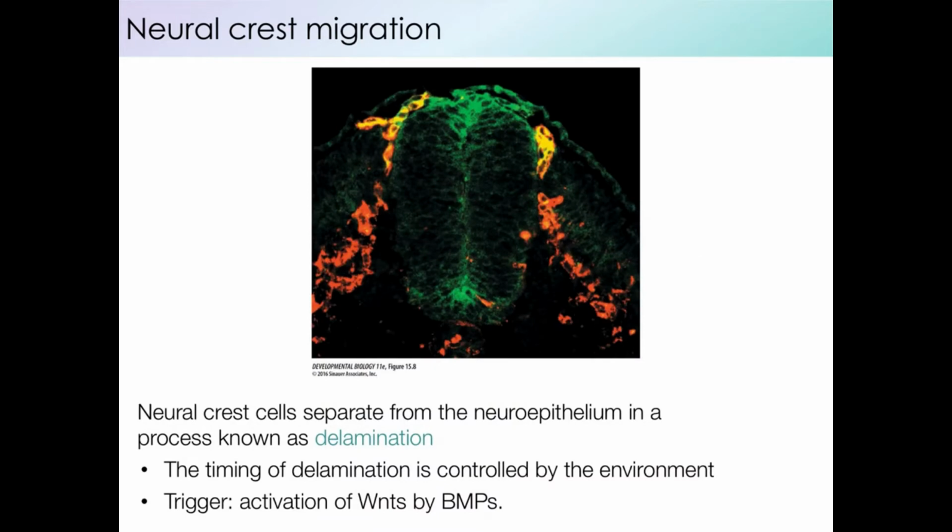Neural crest cells first become apparent when they undergo an epithelial to mesenchymal transition, and in the context of the neural crest, this EMT is known as delamination. Recall that when we talked about gastrulation, we said that delamination referred to the splitting of one cellular sheet into two more or less parallel sheets.